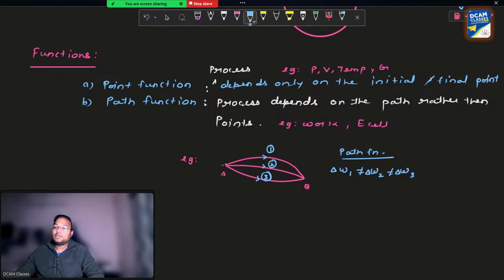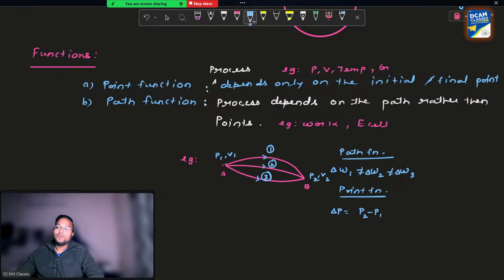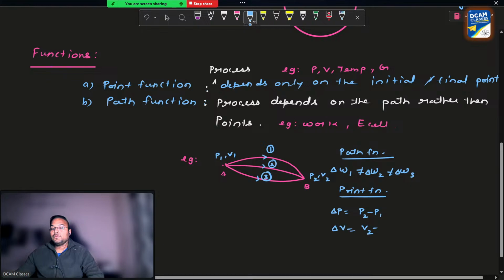But if we talk about the point functions, point function means, let's say I have taken pressure. P1 here is P2. Or where V1 volume is V2. So if I ask you to calculate the difference of pressure delta P, it will be simply P2 minus P1. Does not matter whatever path you move. You move along path 1, 2 or 3, still the pressure difference will be P2 minus P1 only. Delta V, it will be V2 minus V1 only. Delta T, it will be T2 minus T1 only.